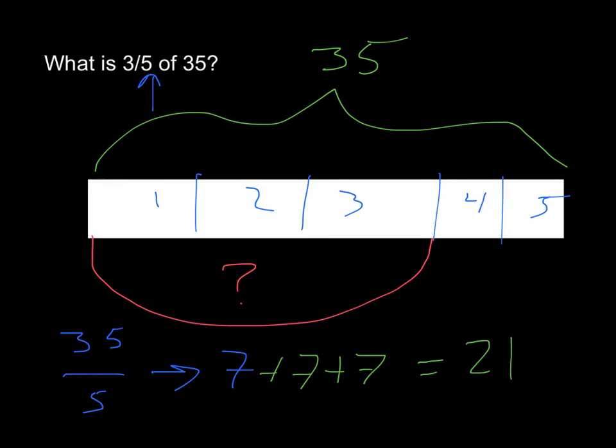Again, like the last lesson that we did, we have the overall number. We're splitting it equally into 5 different groups, and then what we're saying here is that we need to include 3 of those 5 groups.